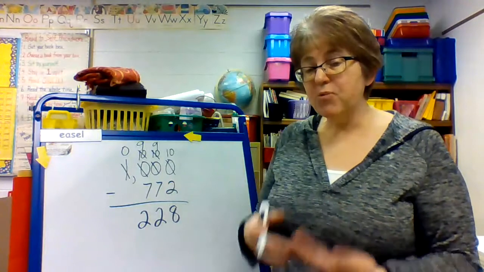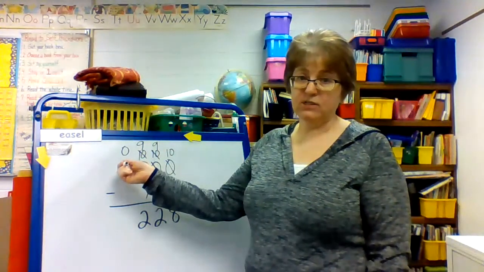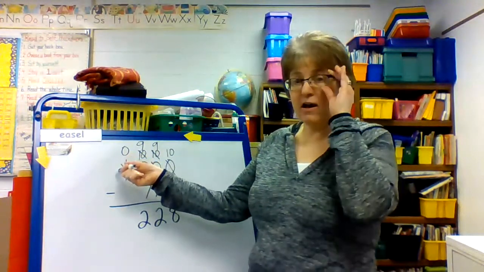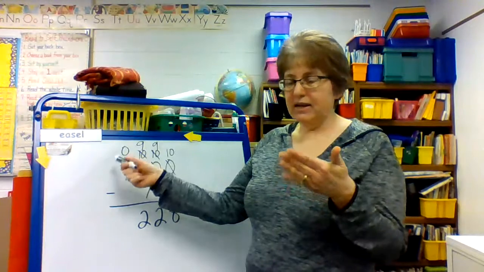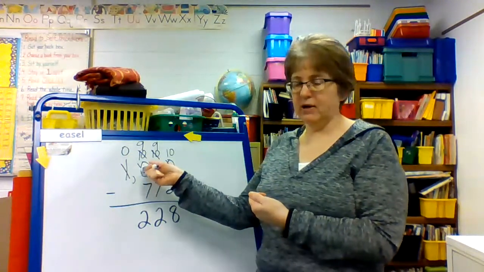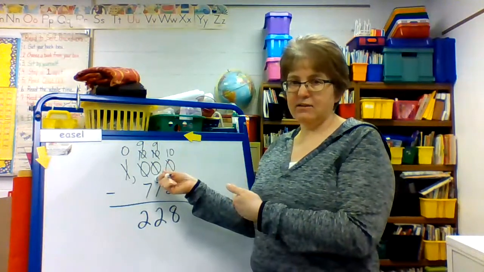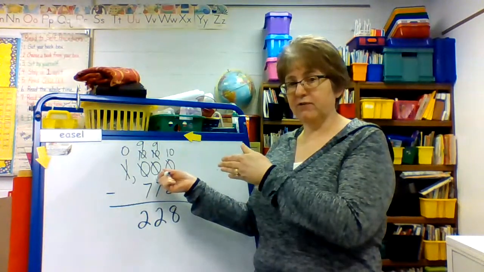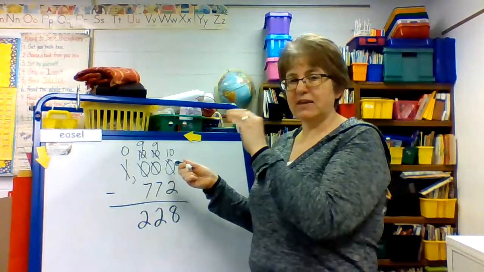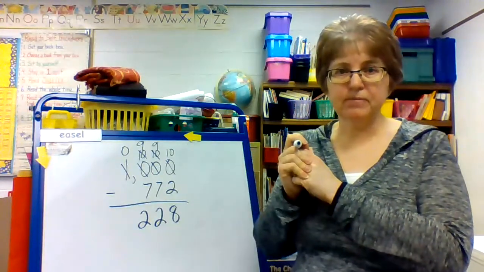So for these problems, you're going to have to go all the way to the thousands. And you're going to take 1,000 away. And you're going to turn it into hundreds, 10 hundreds, put it with this 0. Then it's going to become a 9. Then you're going to take 100 and trade it for 10 tens, and it becomes 9 tens. And then you're going to take that 10 and trade it for 10 ones, and you're going to have 10 ones in the ones place.